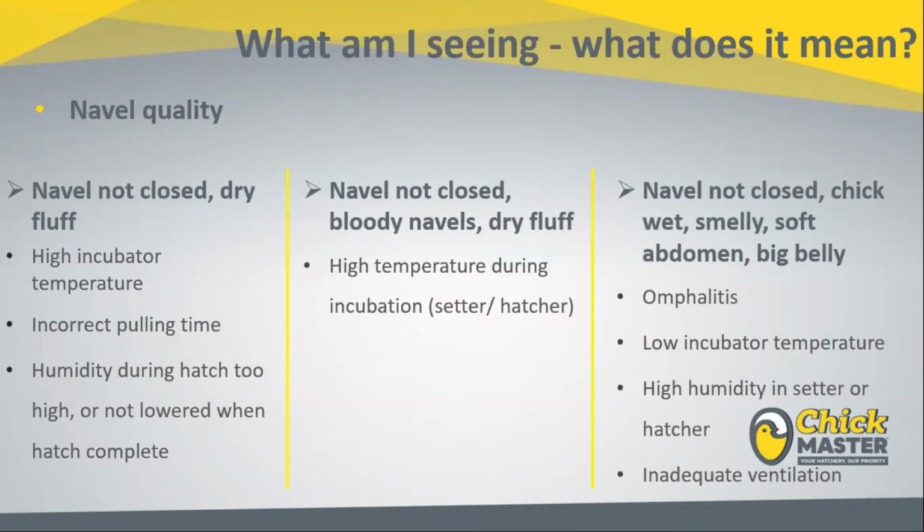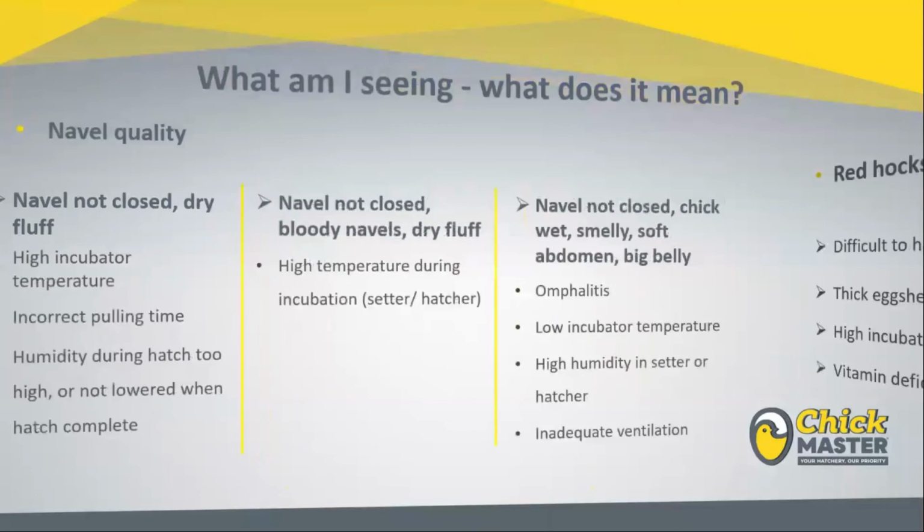If we have a non-closed navel with wet chicks that are smelly, with soft abdomen and big belly, we can suspect that we are facing a low incubator temperature, or high humidity in setter or hatcher, or inadequate ventilation. But also we should wonder if we are not facing some contamination.